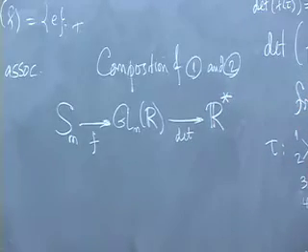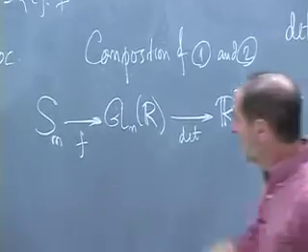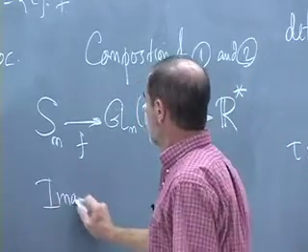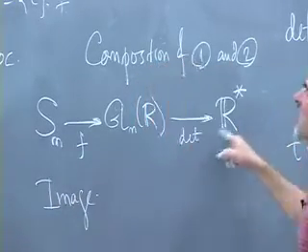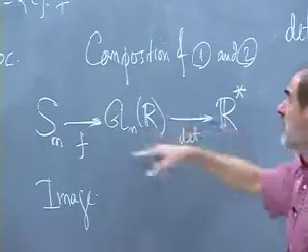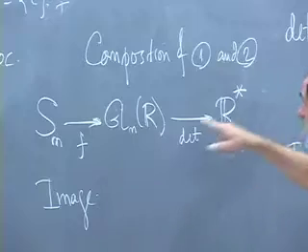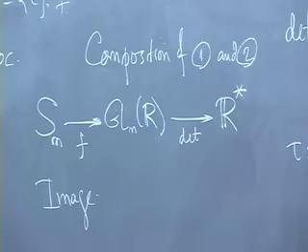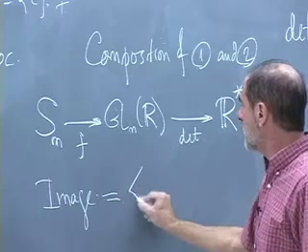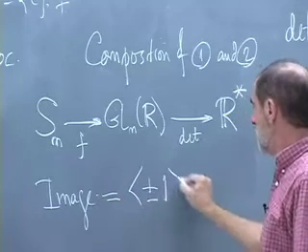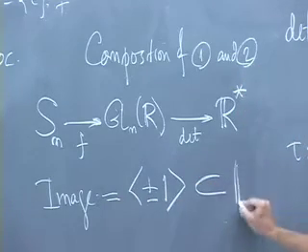Now what's the image and the kernel? The image is not all of R star, because the image of F was not all the matrices here. It was just the permutation matrices. And we saw that the determinant of a permutation matrix is plus or minus 1. So the image is the subgroup plus or minus 1 inside of R star.